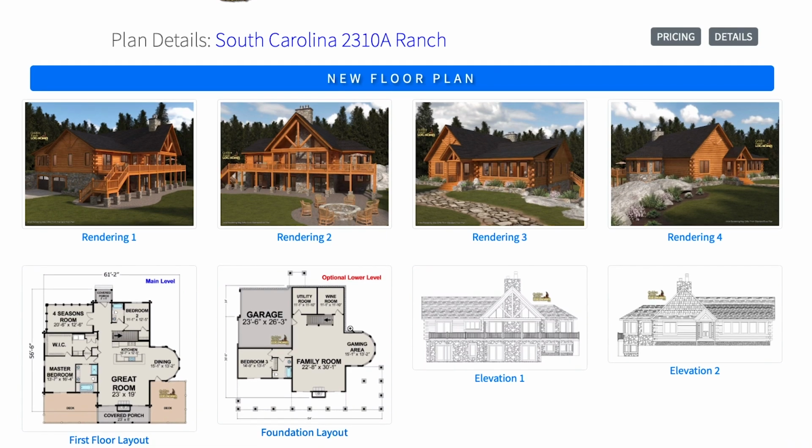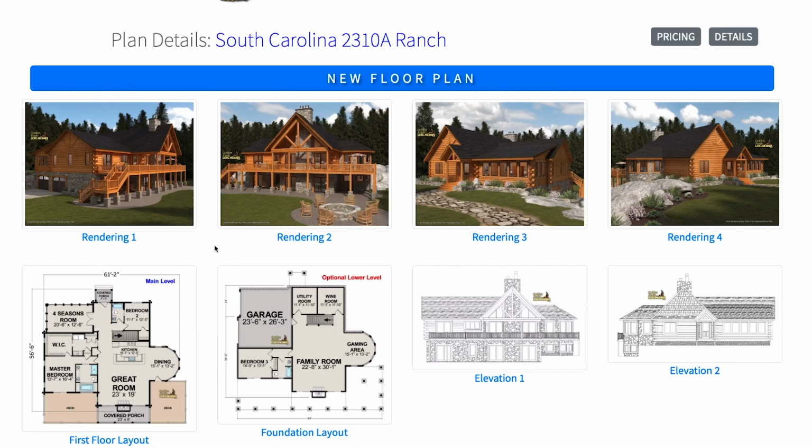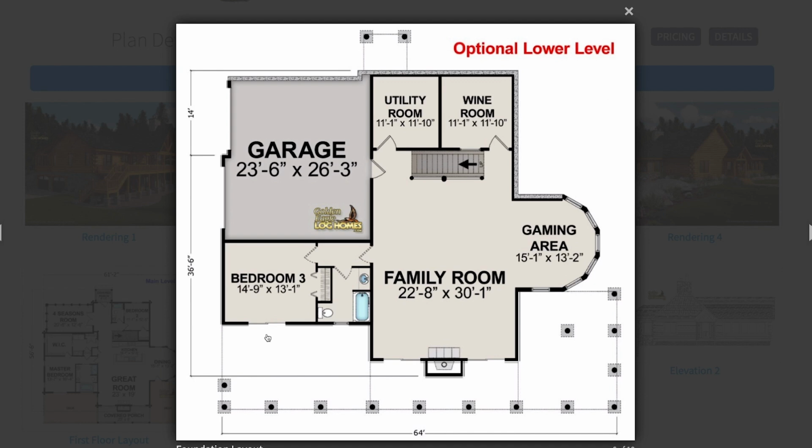We show exterior elevations as well as the floor plan layouts. You'll see that this is a ranch style home, but if you wanted to add a loft in there, you could easily do that. Or if you're looking at a lofted home, you could always remove that loft and make it a ranch style. The foundation is always figured as a full basement, but you could of course build it on a crawl space or a slab.